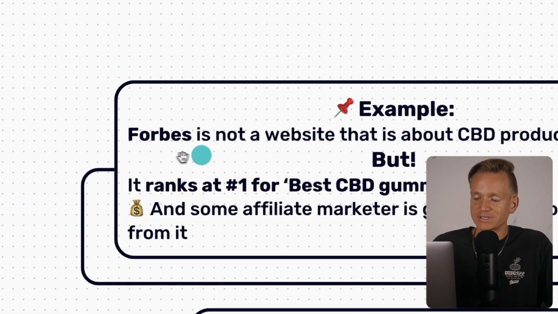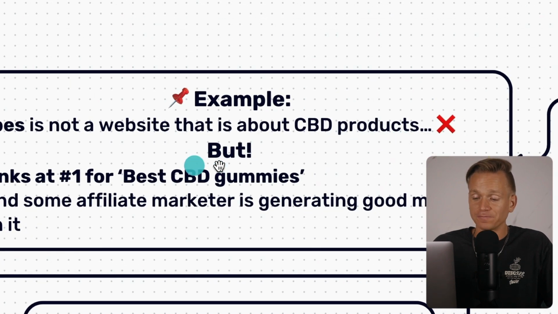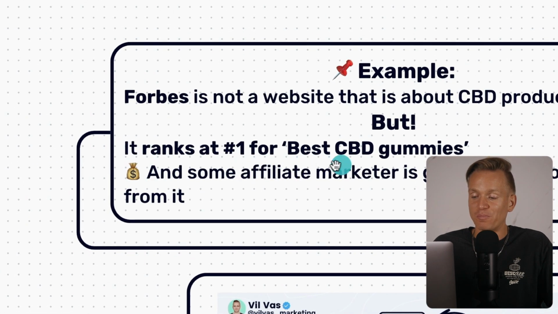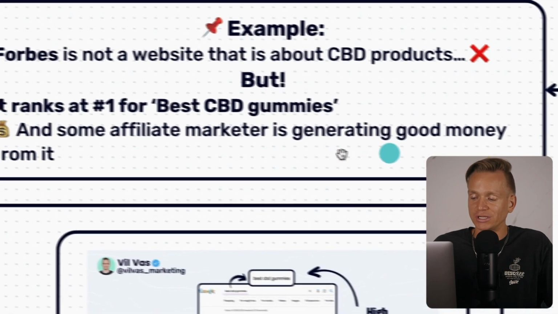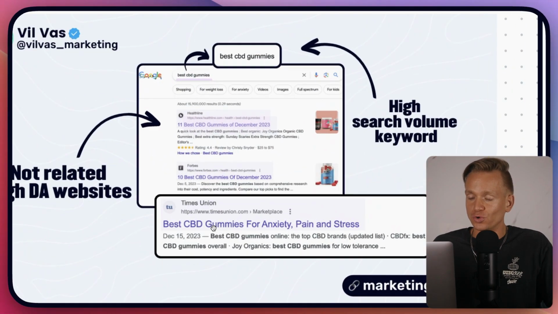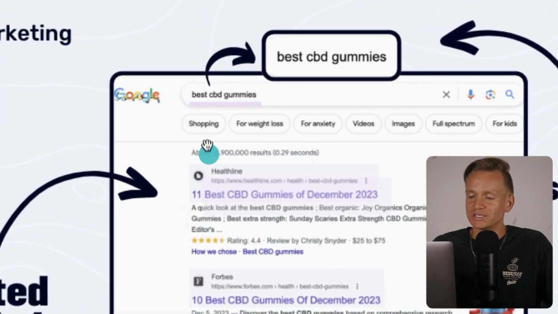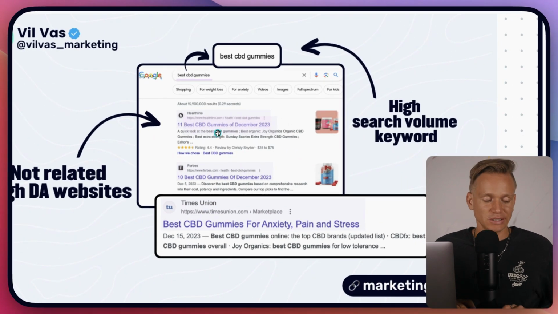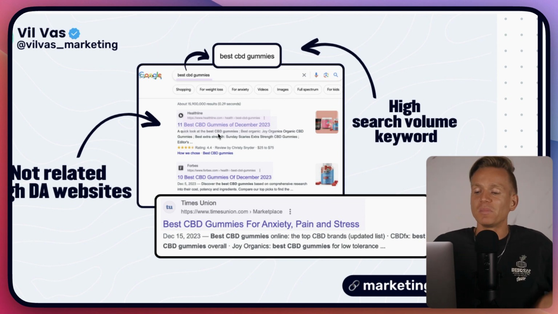So Forbes, for example, is not a website about CBD products. However, it actually ranks #1 for best CBD gummies, and some affiliate marketers are generating really good money from it. If you go to Google and type in best CBD gummies, you will see Healthline is #1, 11 best CBD gummies. But even Healthline is not a website that's specifically about CBD gummies or about CBD in general. It shouldn't really be the main source.